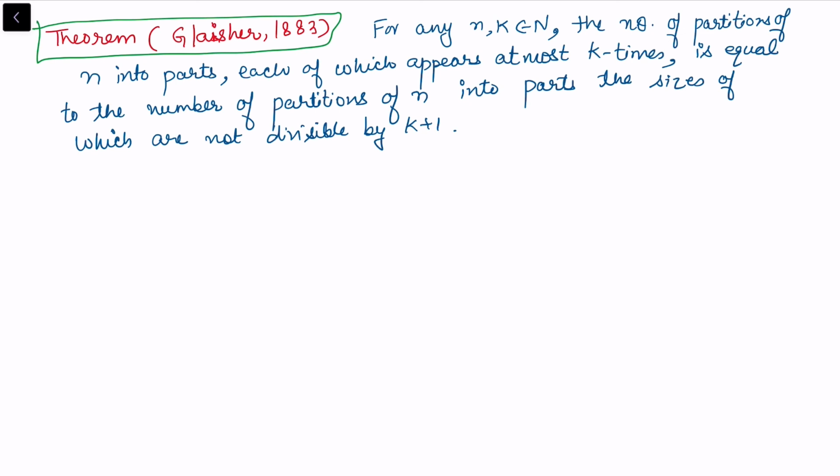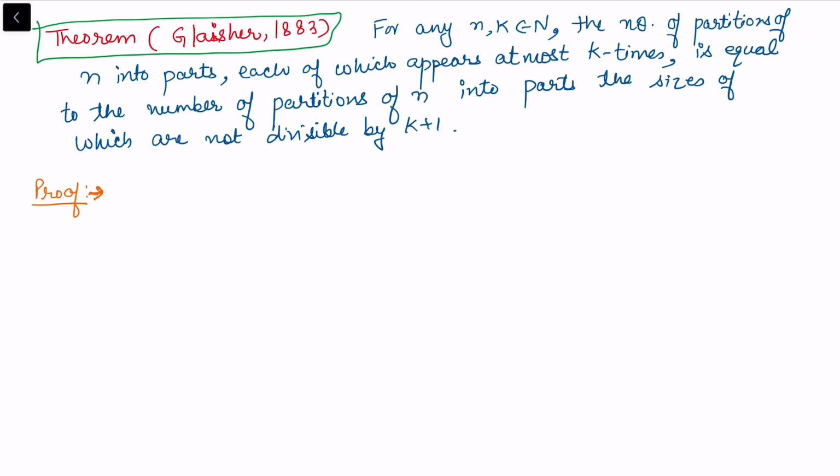Now the last theorem was generalized by Glaisher in 1883, and the statement was: for any n and k belonging to capital N, the set of natural numbers, the number of partitions of n into parts, each of which appears at most k times, is equal to the number of partitions of n into parts whose sizes are not divisible by k plus 1. In my last example we restricted the multiplicity to 2. The parts cannot repeat more than twice. On the other side, we said that the parts will not be divisible by 3. So that's a simple extension of that.